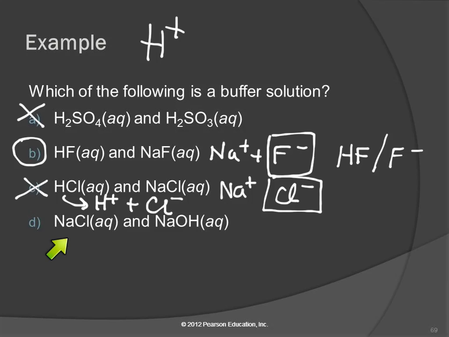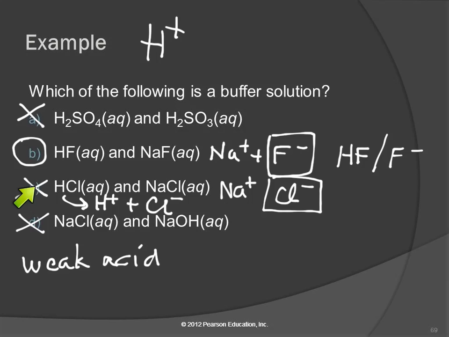How about these guys, sodium chloride and sodium hydroxide? Is that a buffer system? No. They both have sodium, but we don't have an acid and a conjugate base, right? Hydroxide ion, we say, well, that's a base, but what is the conjugate acid? It would be H2O. We don't have a weak acid conjugate base. Okay, so that's the only one. So you're looking for a weak acid.